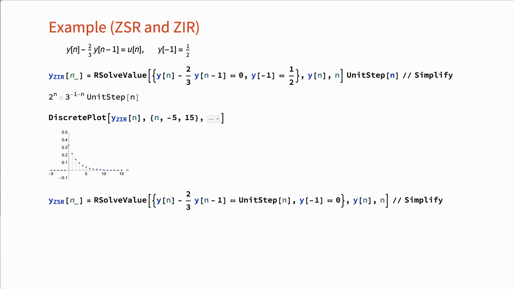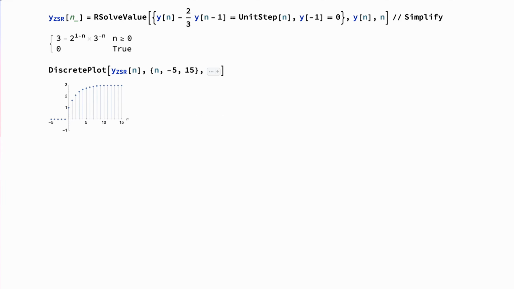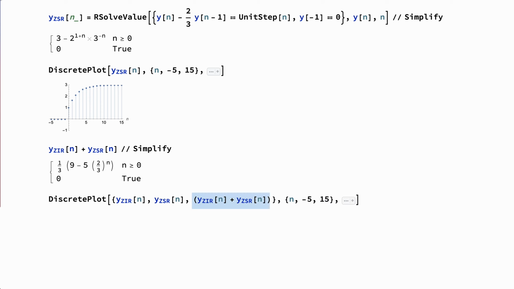To find the zero state response, we keep the input sequence and set the initial condition to 0. This is a growing exponential which starts at 1 and goes to a constant value for larger values of n. Adding these two responses will give the total system response. Let's plot the total response together with these two components. The total response shown in green is close to the zero state response, but it starts at higher value and goes to the steady state at 3.